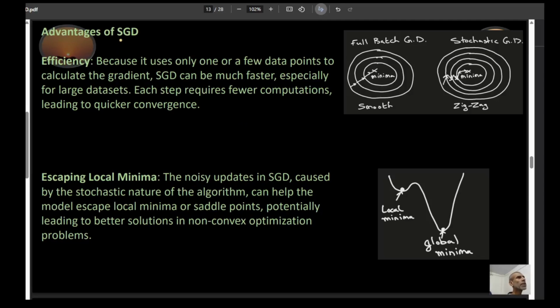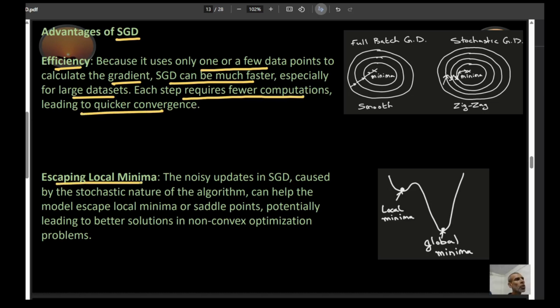Now let's take a look at some of the advantages of stochastic gradient descent. Well, efficiency. Well, because it only uses one or few data points to calculate the gradient. So in this case, SGD can be much faster, especially when you're dealing with large data sets. So here, each step requires fewer computations. It leads to quicker convergence. Also, you can escape a local minima. So when you're using SGD, because you're going through the noise, your point can jump from here to here, and from here it can jump over there, so it can actually escape your local minima.